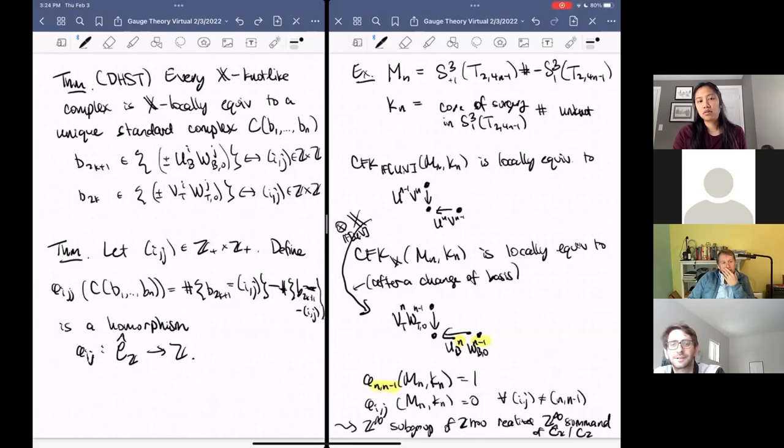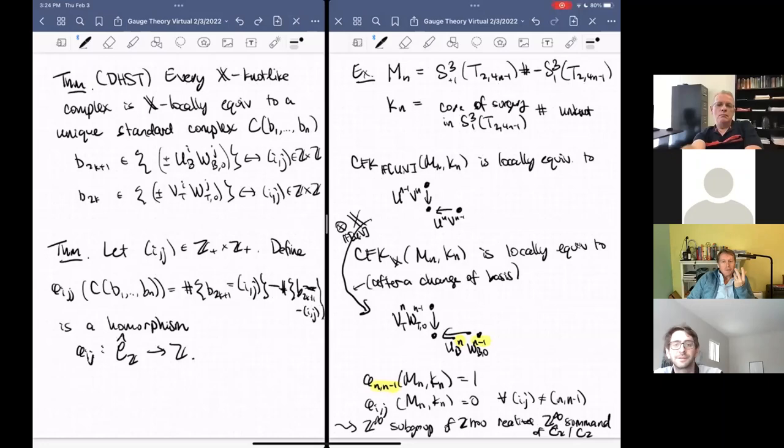And Matt, do you know anything else about the question of understanding the tensor product of the standard guys? I don't think we know anything actually, really. That seems deeply disturbing.